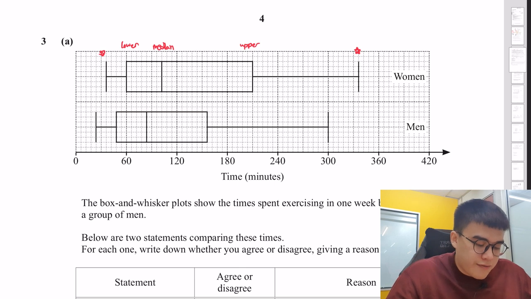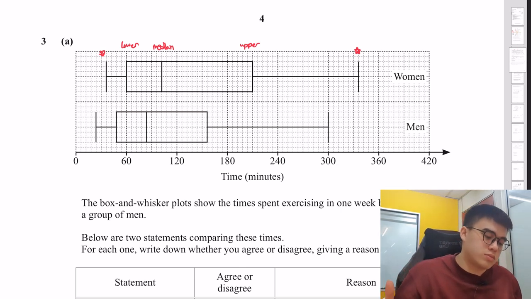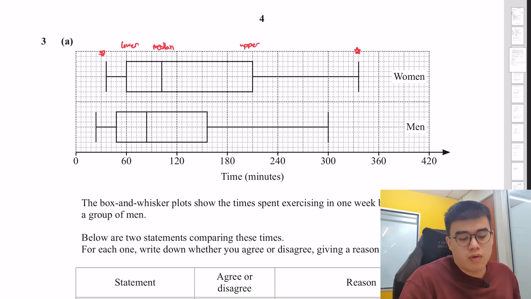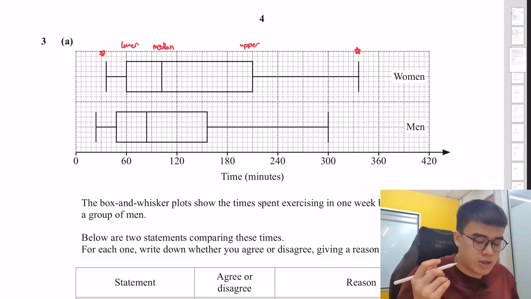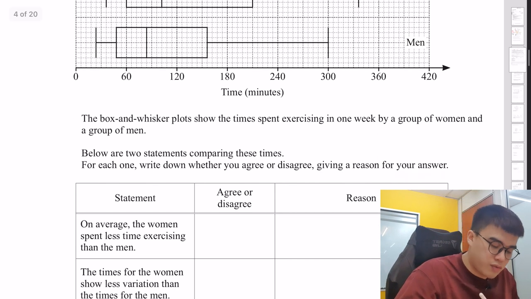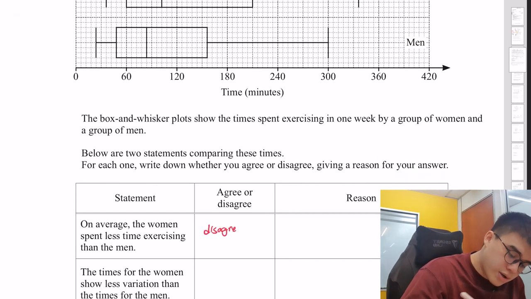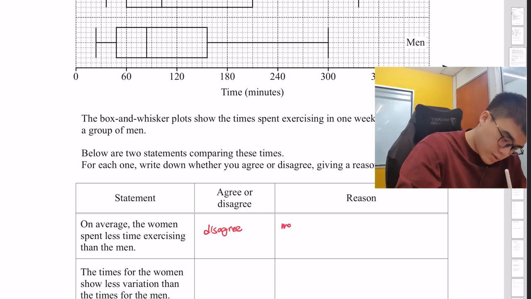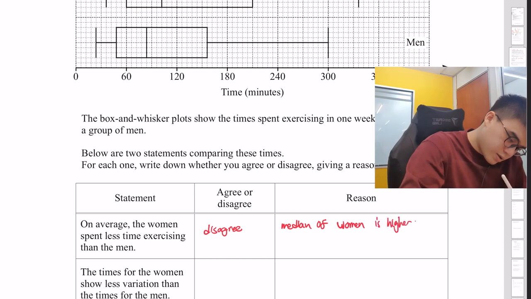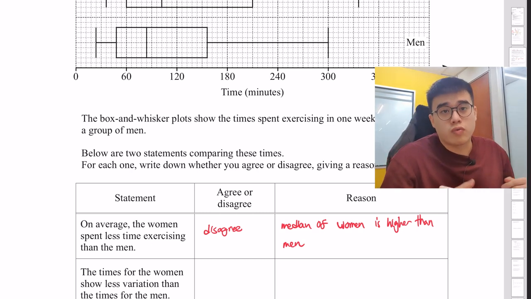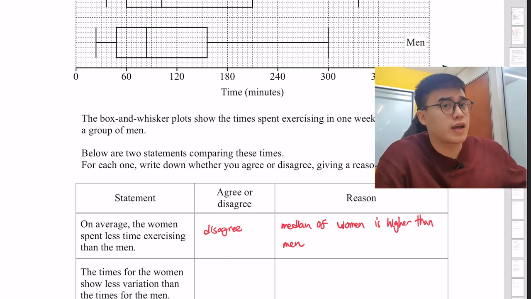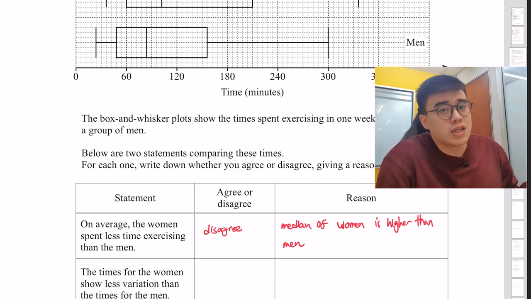Because first thing first, the upper and lower quartile is actually higher for women, and the median is also higher than men. So I would disagree with the first statement. Reason being, the median of women is higher than men. So now this is what I would write. You can write other points that you identified, like what I mentioned earlier about the upper quartile and lower quartile.